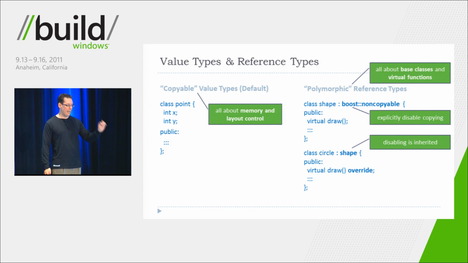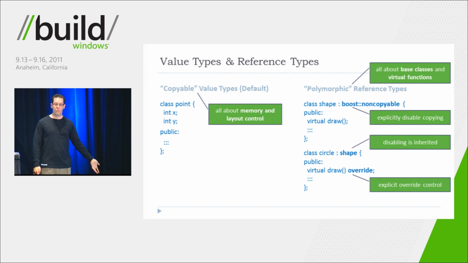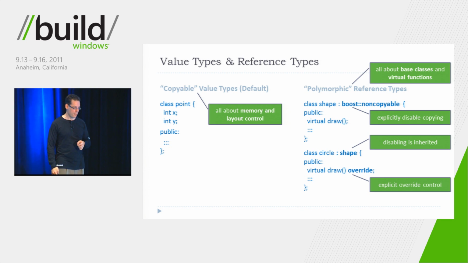Now notice when I inherit circle from shape, I don't have to say non-copyable again. It's just inherited. Shape is also by default non-copyable. I don't have to remember all the time, oh man, did I remember to turn off the copy constructor this time? It's not this big gremlin. You just say non-copyable once at the top and you're done. And you get to say explicit override control. If I want to say, I intend this virtual function to be an override of a base, and I misspelled it by calling it drew instead of draw, I will get a compile error that tells me, just like in the other modern languages.